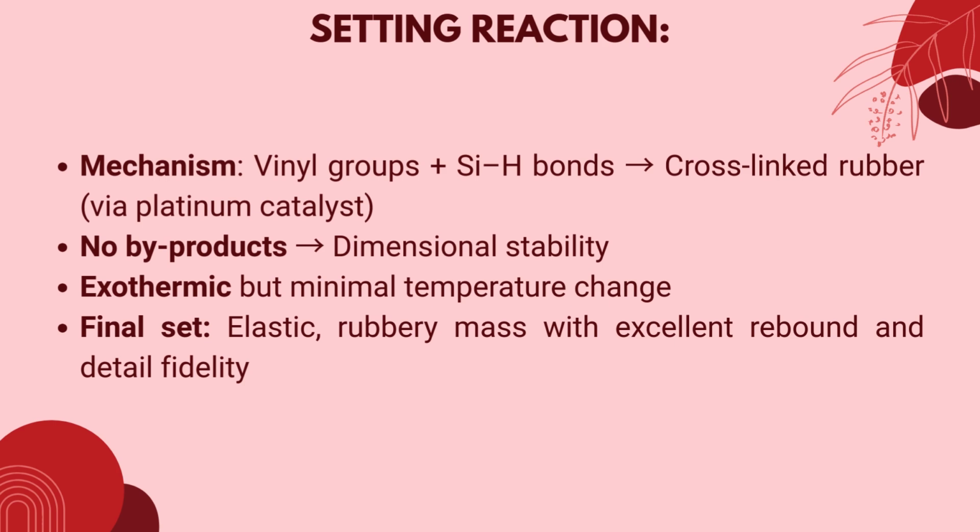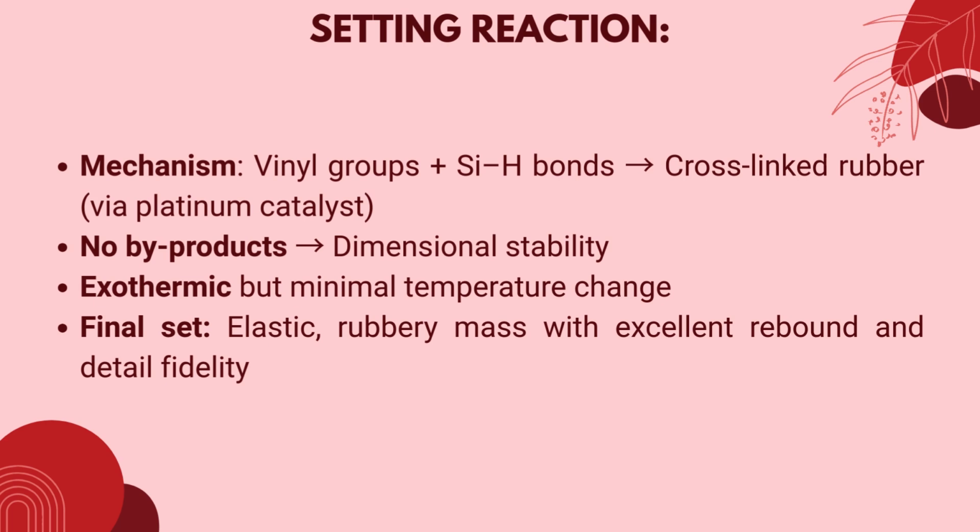It is set by an addition reaction between vinyl groups and CH bonds, catalyzed by platinum, forming a cross-linked rubber, without any byproducts. No reaction byproducts are formed as long as the correct proportions of divinyl polysiloxane and polymethyl hydrosiloxane are used and there are no impurities. However, the residual polymethyl hydrosiloxane in the material can lead to a secondary reaction with each other or with moisture, to produce hydrogen gas. This hydrogen gas is a byproduct that does not affect the dimensional stability of the impression.